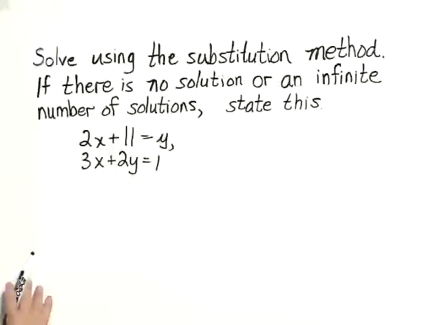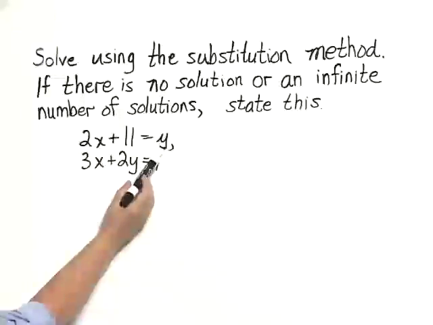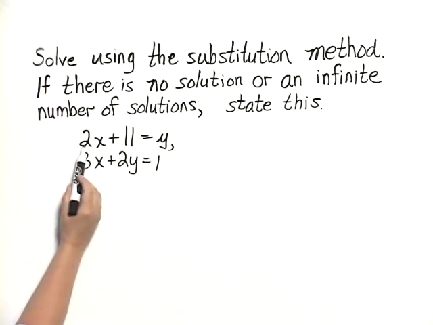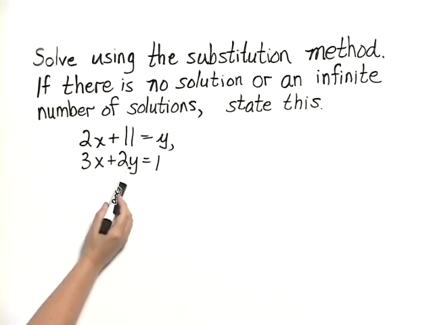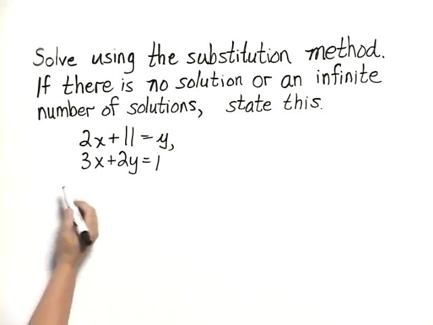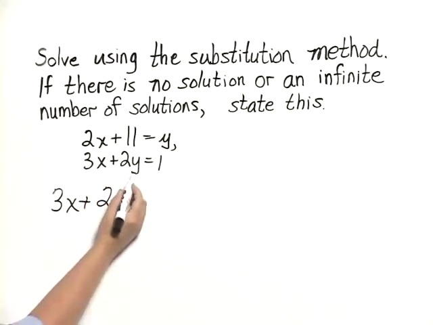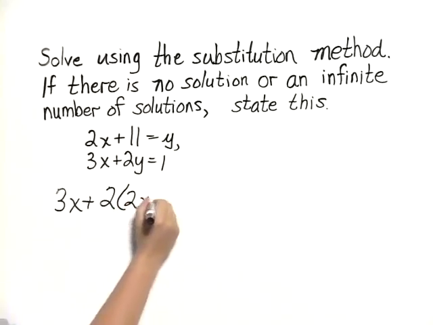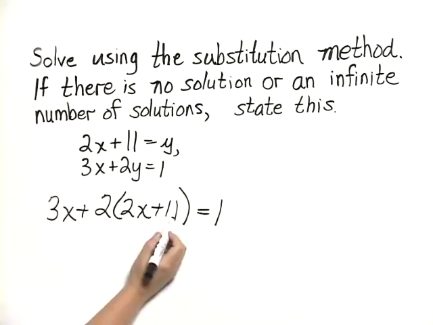Using the substitution method, we need to solve for one of the variables, but notice in the first equation that y is already by itself. So we will take this expression for y, that is 2x plus 11, and substitute that for y in the second equation. We begin by writing the second equation, 3x, and then we would write plus 2y, but instead of writing the y, we write 2x plus 11. And that equals 1. I've substituted for y.